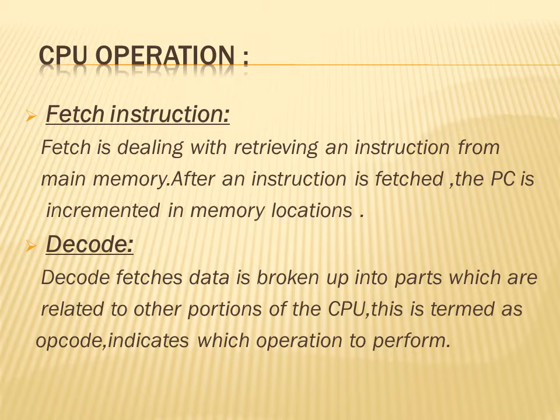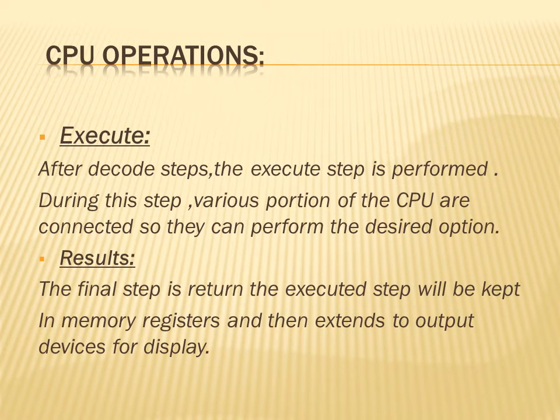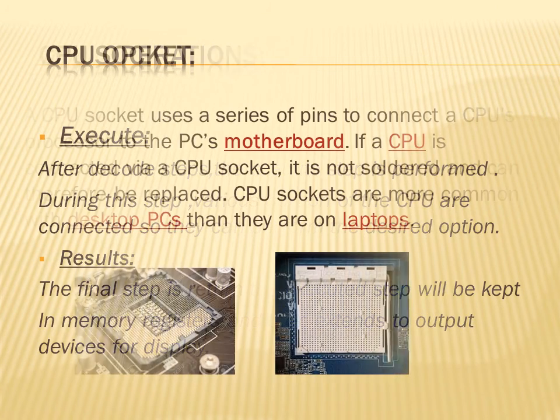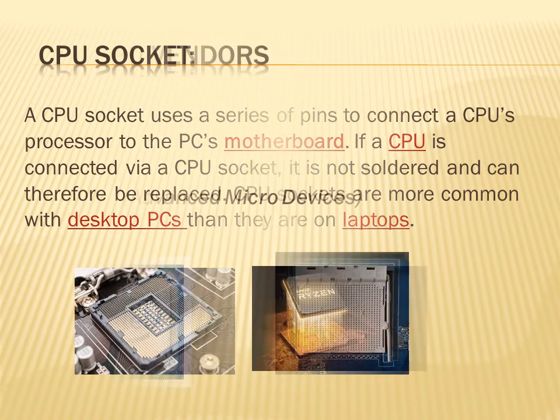CPU operation. So here is the explanation of fetch instruction and decode instruction. Fetch is dealing with retrieving an instruction from main memory. After an instruction is fetched, it is decoded as part of CPU operations. Execute: after the decode step, the execute step is performed. During this step, various portions of the CPU circuit are activated. A CPU uses a series of pins to connect the CPU's processor to the PC's motherboard.